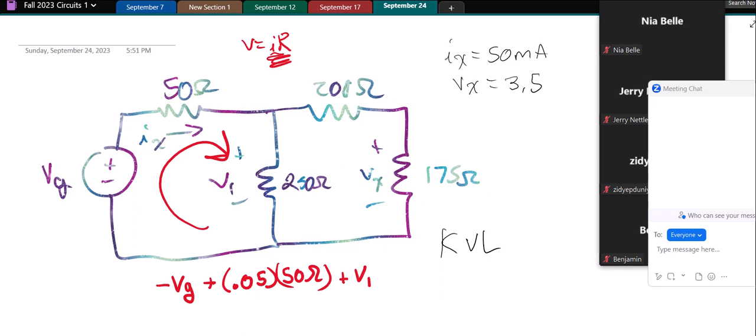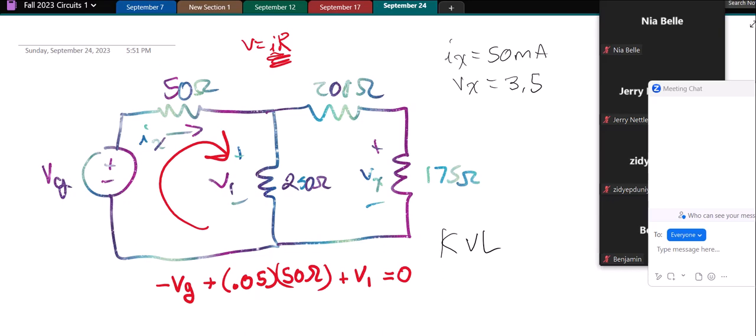I noticed I didn't draw another current in on this one. If I had drawn another current in like I did on the first one, where I called it I2, I could have written this as I2 times 250 ohms, but I didn't, so I have it like that. So I have that one.